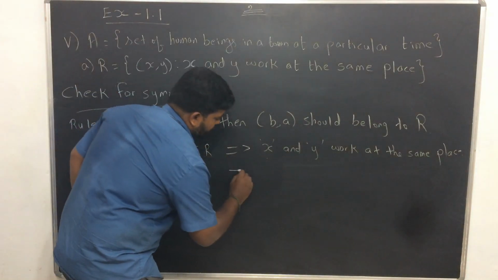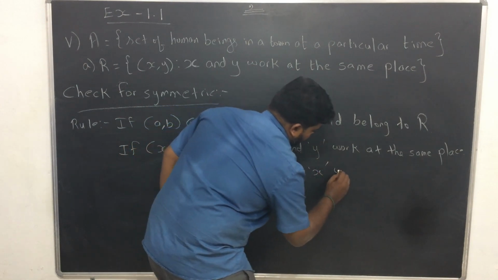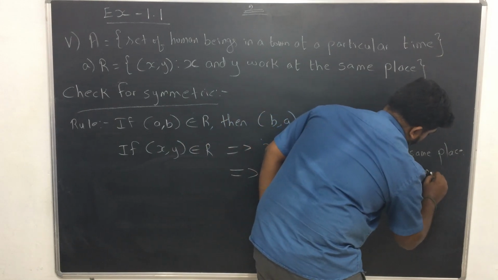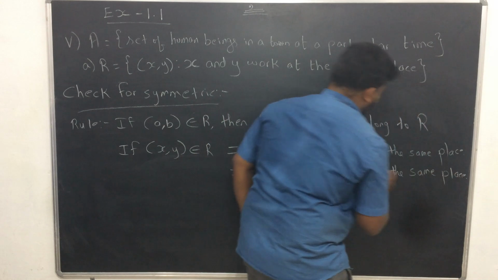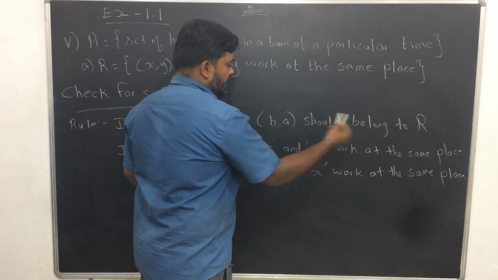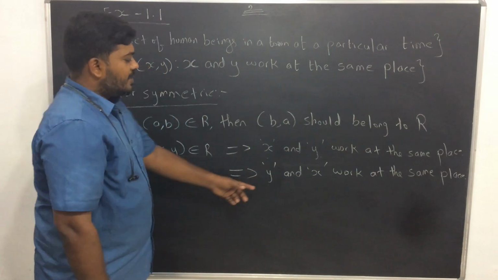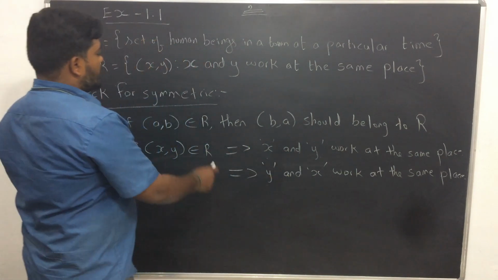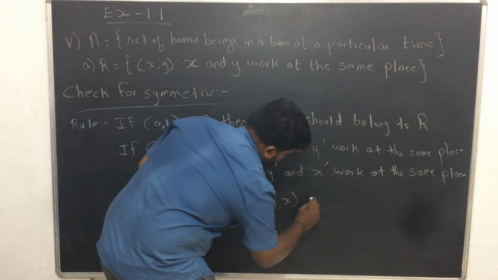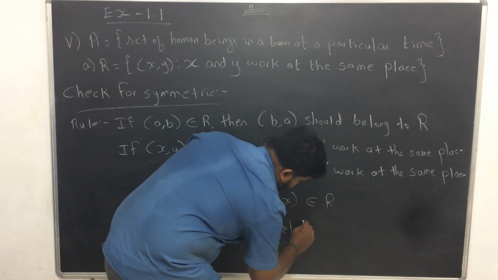Then what does this imply? This implies that Y and X work at the same place. Obviously, if X and Y work at the same place, then Y and X should also be working at the same place. If Y and X work at the same place, what does it mean? Y comma X belongs to R. Therefore, the relation is symmetric.